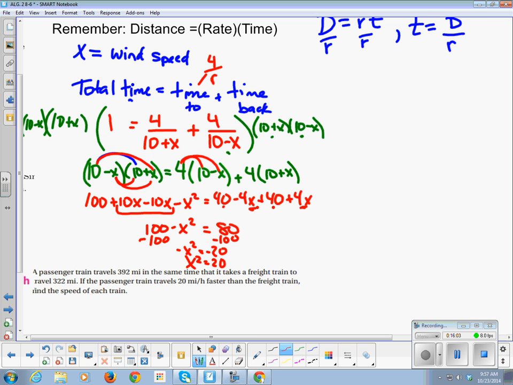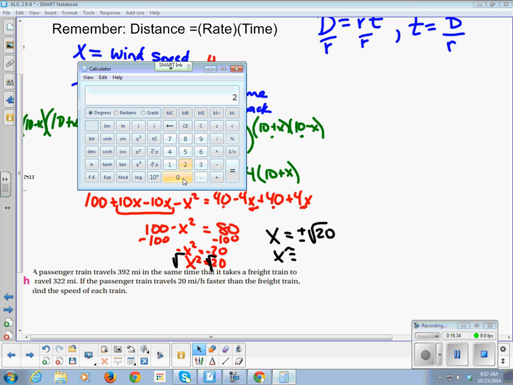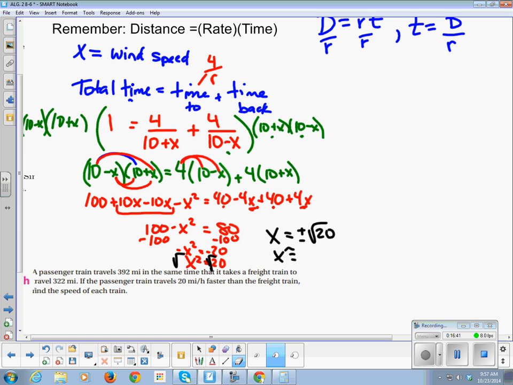How do we solve it once we get to here? X squared equals 20. How do we get rid of a square? That's right. Square root. Booyah. So if I take the square root of both sides, I'm left with plus or minus square root of 20. And let's get the approximate value. So the square root of 20 is approximately 4.5 plus or minus. And that would be miles per hour.